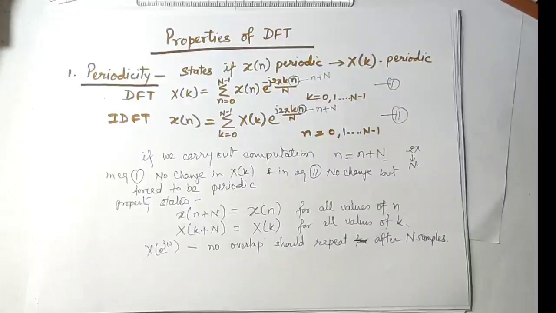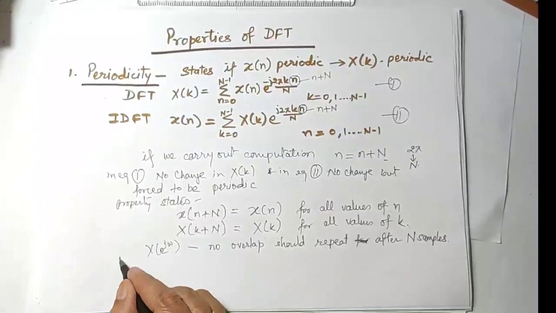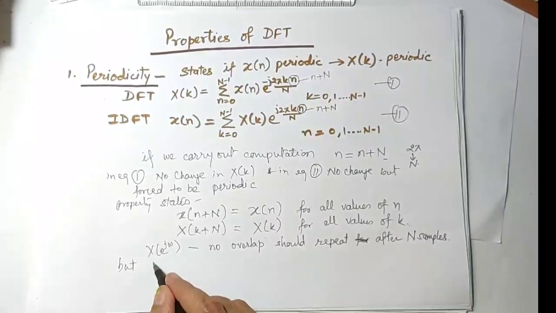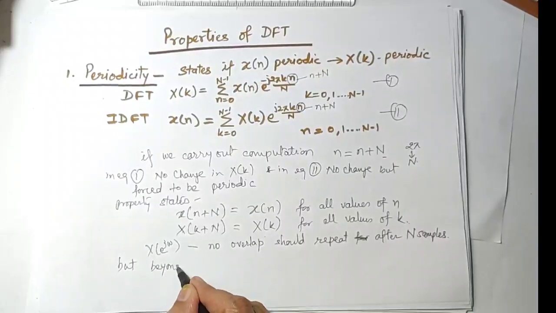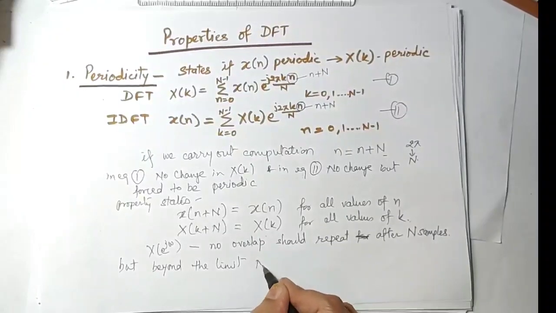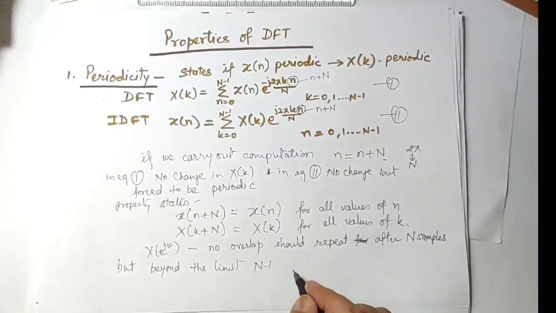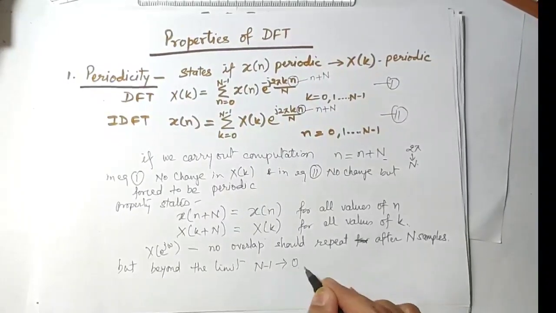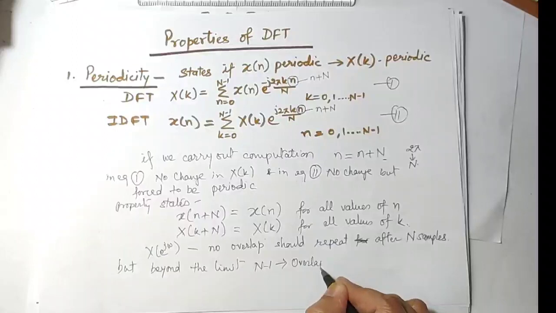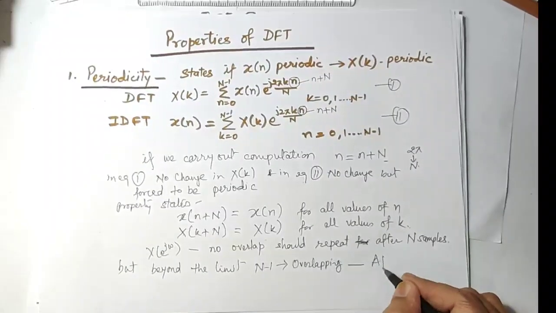But if we cross the limit, if we go beyond the limit of N minus 1 samples, overlapping is there. And because of this overlapping, the aliasing problem is created.